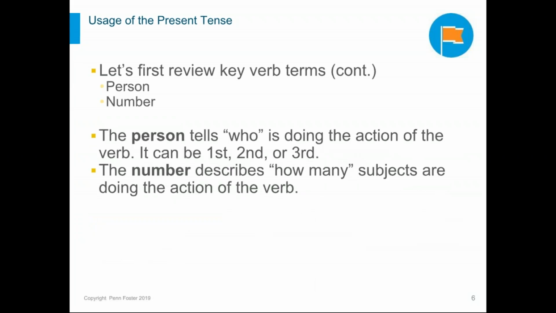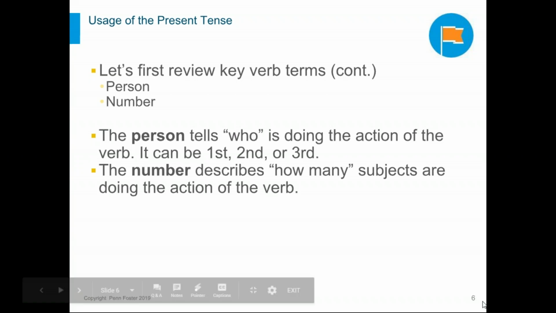On this slide, one other thing that I'd like to point out as far as key verb terms would be the person and the number of a verb. The person identifies who is doing the action of the verb. Just like in English, you can have first person, second person, or third person. And its number, singular or plural, describes how many subjects are doing the action of the verb. So in all, you could have first person singular, first plural, second singular, usually not second plural, we can talk about that more later, and third person singular and third person plural.